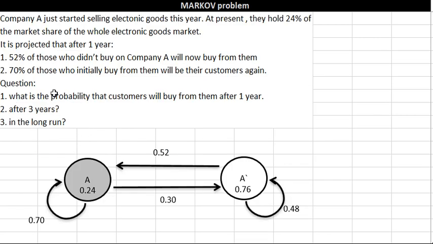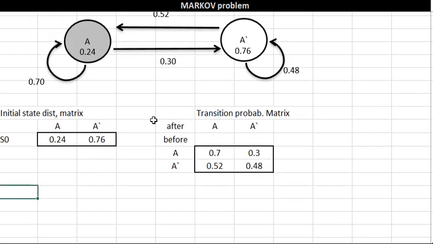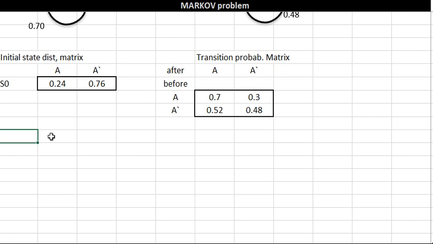After getting this transition probability matrix, we could now solve for the problem number 1. Ang problem number 1 is, what is the probability that the customer will buy from them after 1 year? Ano daw yung probability na may bibili sa kanila after 1 year? We could consider that as S1. Ang ating S1 na ngayon ang ating ano.